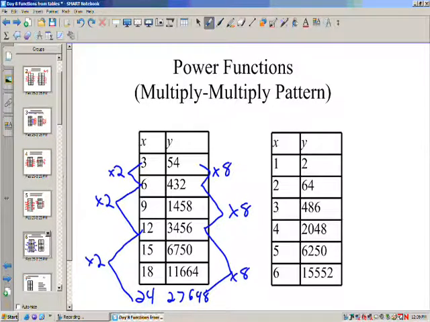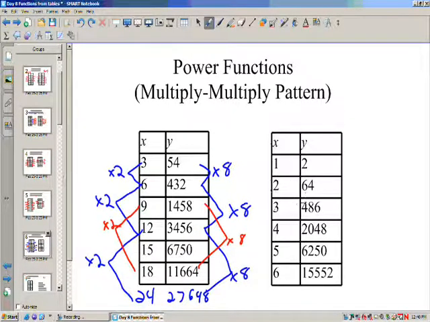Now, that same pattern exists if I start here. If I just do 9 to 18, I multiply by 2. So those two should have the same pattern. So if I take 1,458 multiply by 8, I do get 11,664. So no matter where you're at in the graph, you can still multiply by 2, and you'll be multiplying the y values by 8.